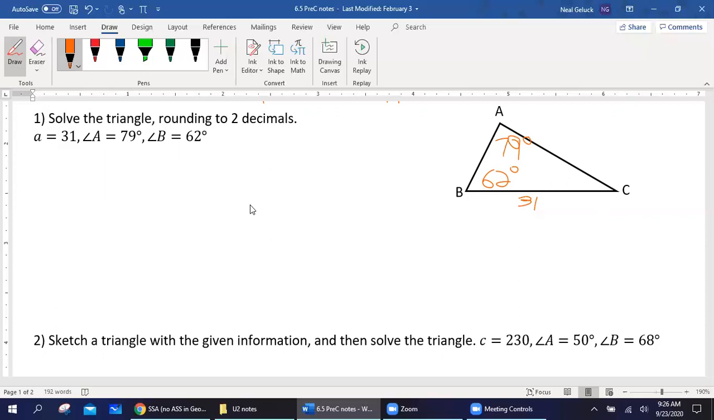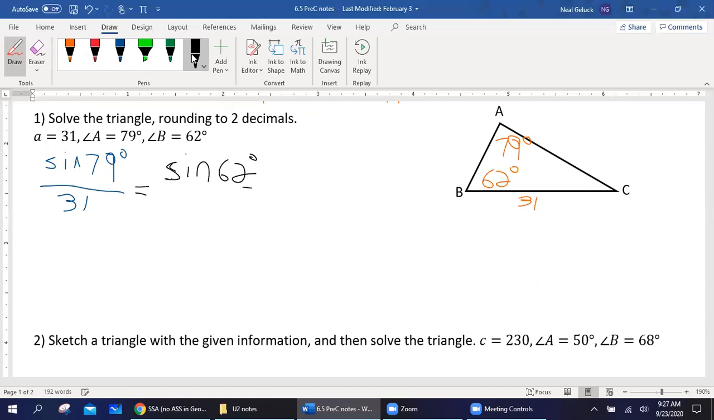That means I'm going to do law of sines. So I'm going to set up a proportion with the info that I know. I know that sine 79 matches with the side opposite, which is 31. And I'm going to set up a proportion with that equal to, well, the only other information that I have is angle B. So I'm going to say sine of 62 over b.